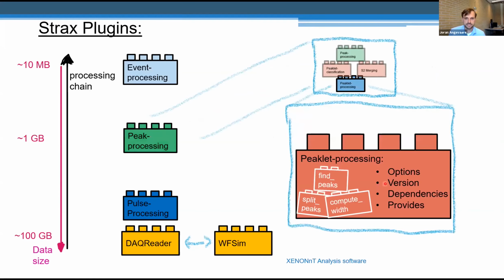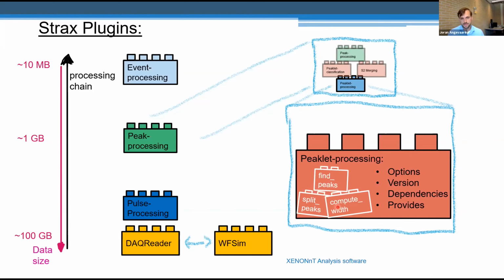And each of these plugins has a fixed set of attributes. So it has some options, it has a version, it knows what kind of Lego block it was built upon, and it also knows what kind of data it provides. Then, of course, it uses the highly optimized code we have in Strax in order to do all this fast.